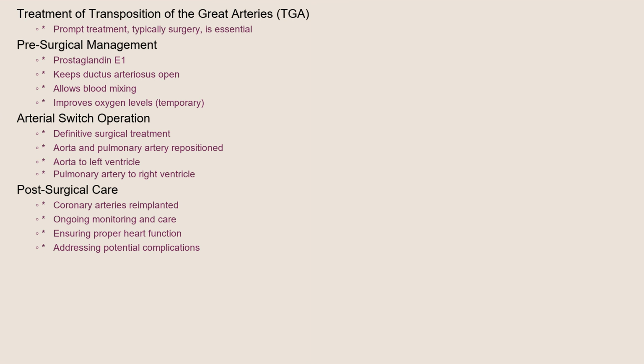Treatment for TGA is essential and typically involves surgery within the first few weeks of life. Before surgery, medications like prostaglandin E1 are used to keep the ductus arteriosus open, allowing for mixing of blood and temporarily improving oxygen levels. The definitive treatment is an arterial switch operation. During this procedure, the aorta and pulmonary artery are surgically moved to their correct positions, with the aorta connected to the left ventricle and the pulmonary artery connected to the right ventricle. The coronary arteries are also reimplanted onto the new aorta. Following surgery, ongoing monitoring and care are necessary to ensure proper heart function and address any potential complications.